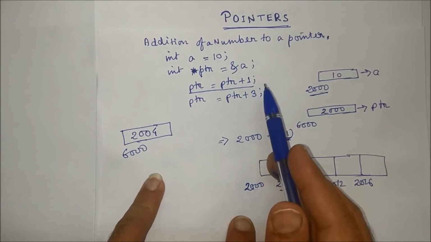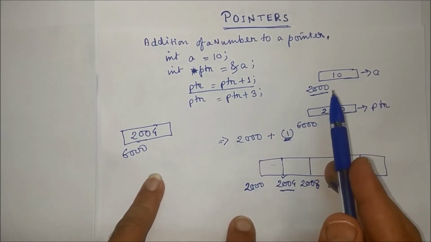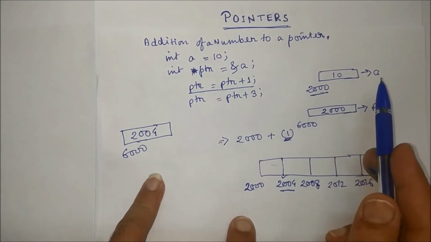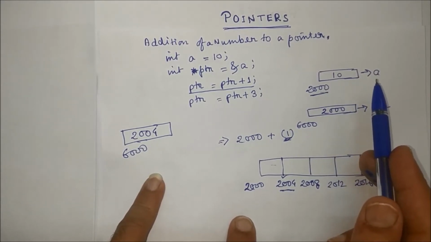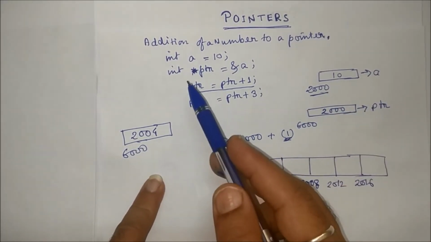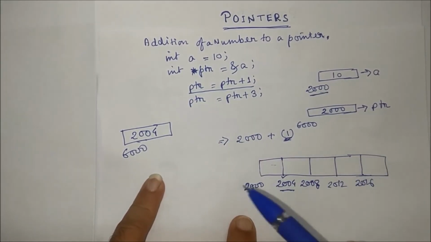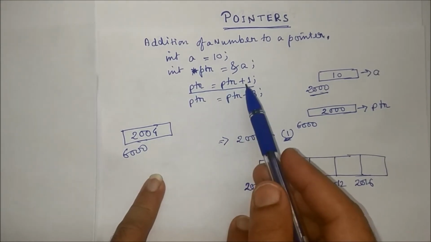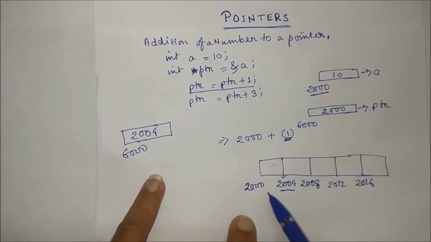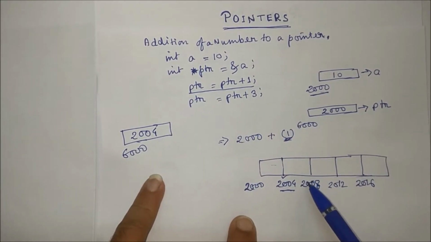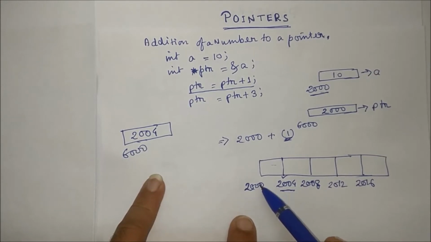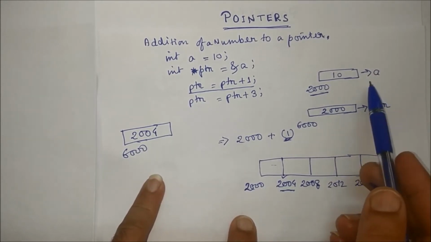So what will be the next memory location? If it is 2000, it should not go to 2001, because a has already occupied 4 bytes, and that is an integer pointer, so it should always point to the memory address where the next integer will be stored. So this +1 will be executed in such a way that it jumps to the next memory address. So it should go to 2004, because 2000 to 2003 are occupied by a.